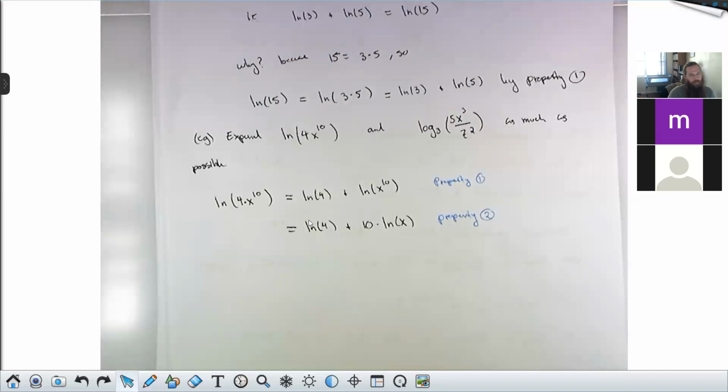Technically, there's a little bit more that I could do here. 4 is 2 squared, or 2 times 2. So I could split that up a little bit further, but I'll leave it alone. It's just the log of a number. So if you gave me this on a test, good.